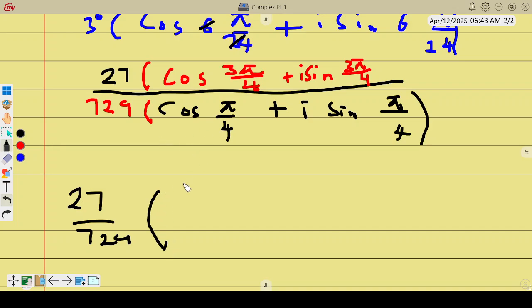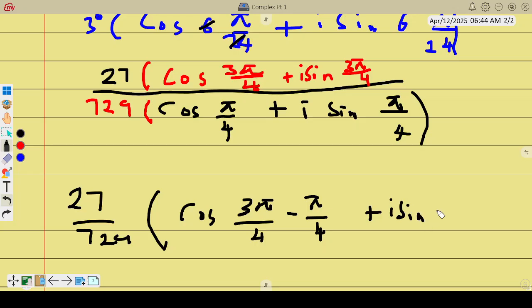So according to the rules of division, according to De Moivre's theorem, we simply say cos, the thing on top, 3 pi over 4 minus the thing down, pi over 4, plus i sine 3 pi over 4 plus 5 pi over 4.